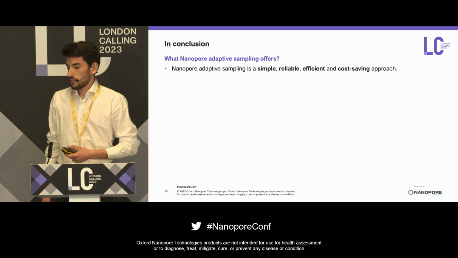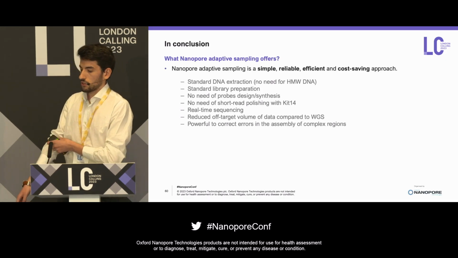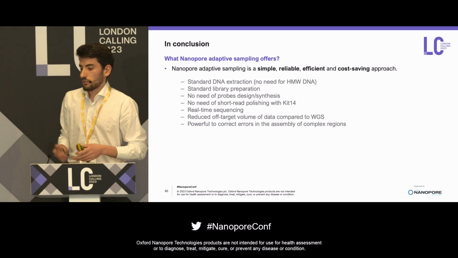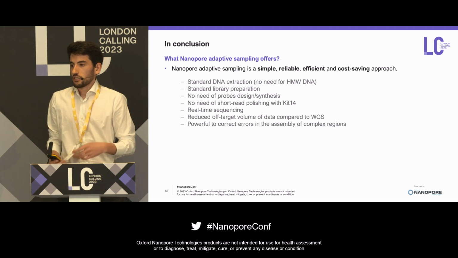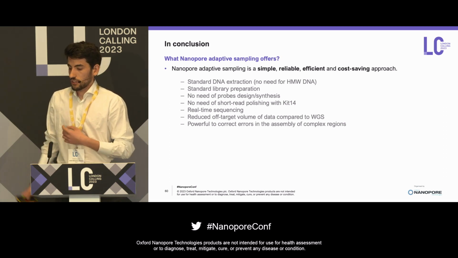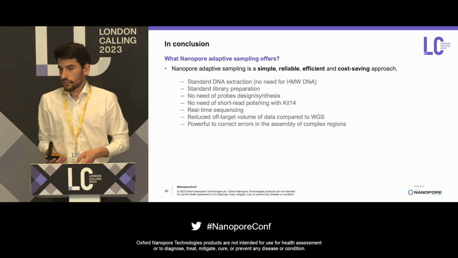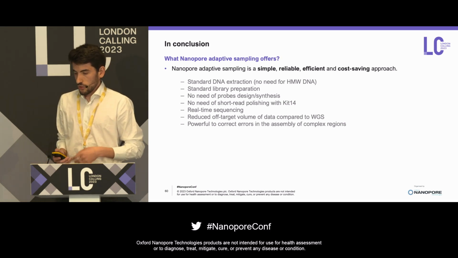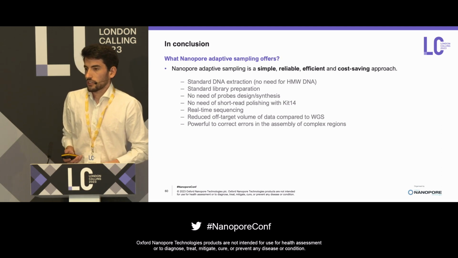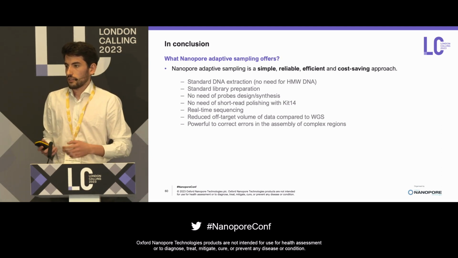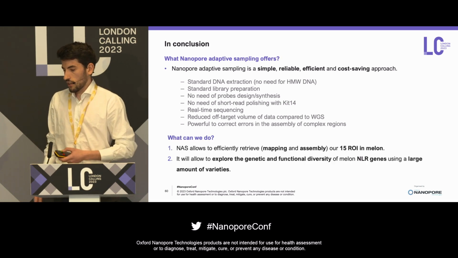So as a conclusion, nanopore adaptive sampling is a simple, reliable, efficient, and cost-saving approach. It doesn't require any difficult extraction or library preparation. There is even no need for polishing with the Kit14. The volume of data that we generate is highly reduced compared to a whole genome assembly, and it's probably powerful to correct errors in the assembly that are found with the whole genome approach.